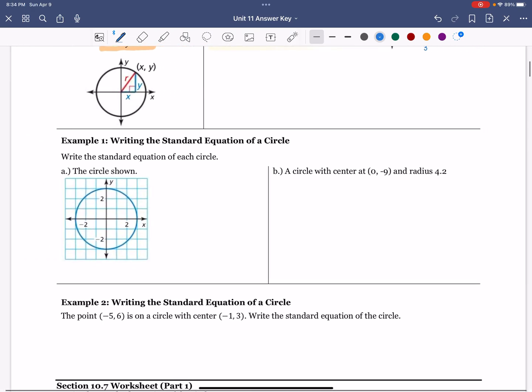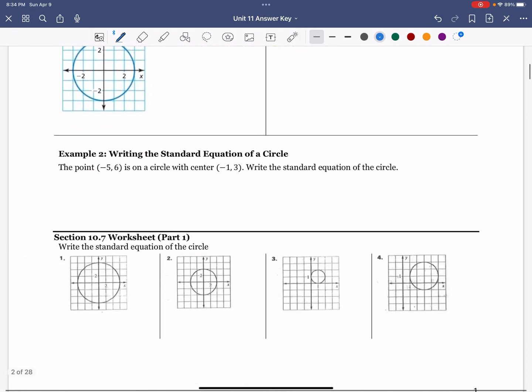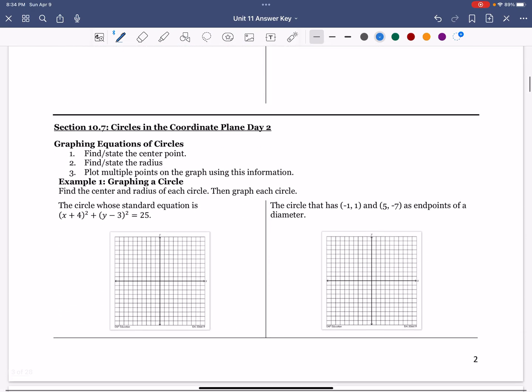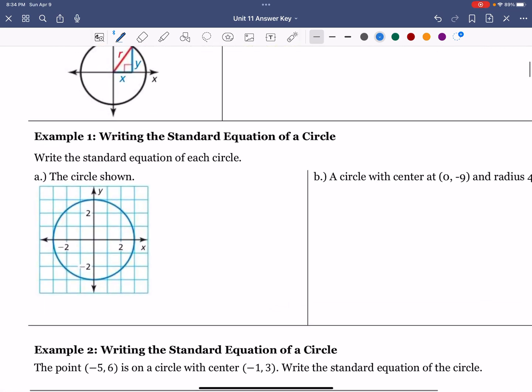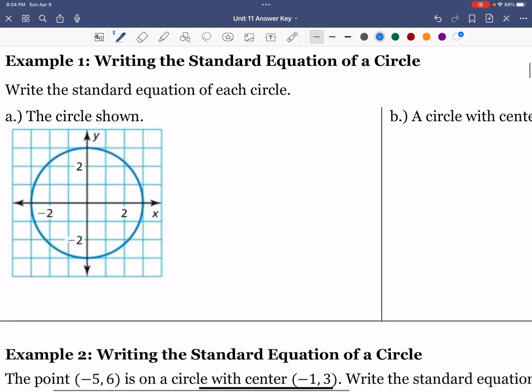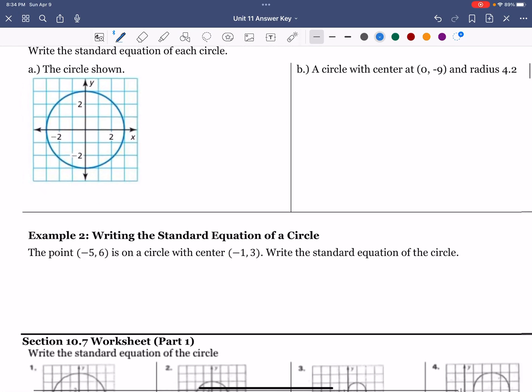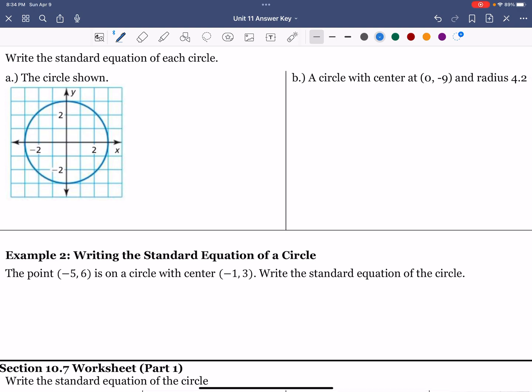So in this first section, like I said, I broke this section up into two. Then here we'll do the second part in the next video. But for this first part, we are just writing the standard equation of a circle. And in the second part, we are going to graph the standard equation. So for this one here, I have 3 different ways we can see it. I can see it the first way, which is actually by a graph.